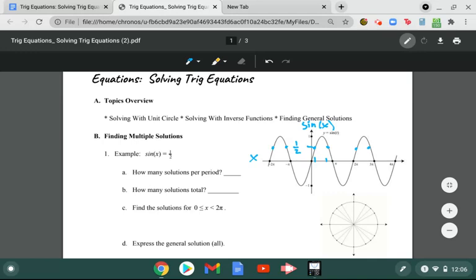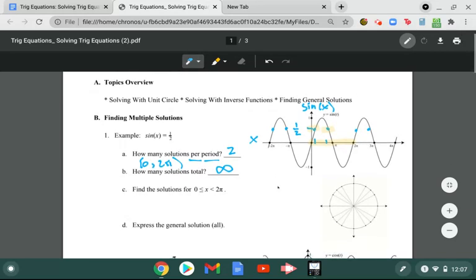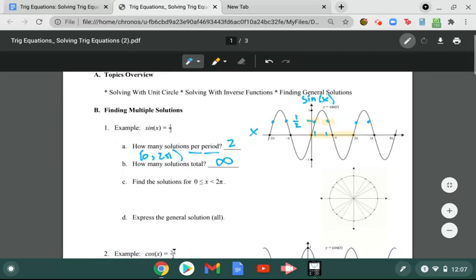Well, the first question, though, is how many solutions per period? One period is 0 to 2 pi. So on 0 to 2 pi, I have two solutions, one there and one there. So there are two solutions per period. I'm going to call these our base solutions, and that's really helpful for finding a form for the infinitely many solution set. How many solutions total? Okay, I just said it. Infinitely many.